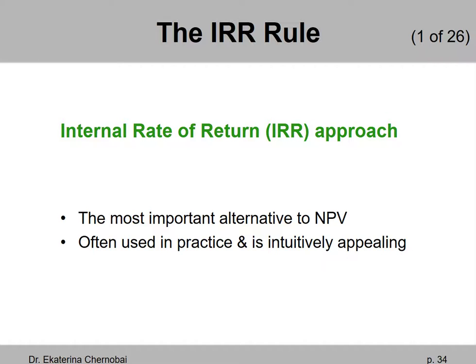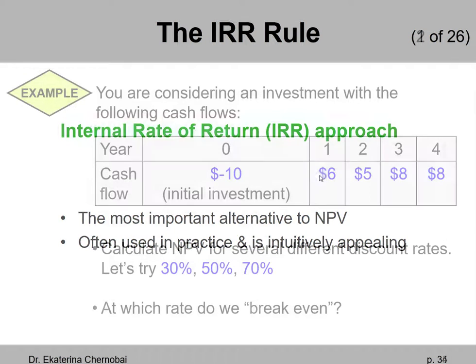The IRR rule, the internal rate of return rule or approach. This is the fourth investment valuation approach that we are learning in Chapter 9. This is another important alternative to the net present value, the NPV approach. It's very often used in practice, actually, in the business world, and it can also be intuitively explained very easily.